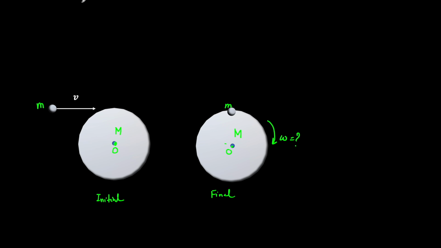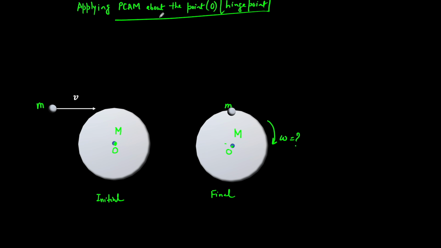So applying the principle of conservation of angular momentum about the point O, which is the hinge point, we can write the initial angular momentum is equal to the final angular momentum.